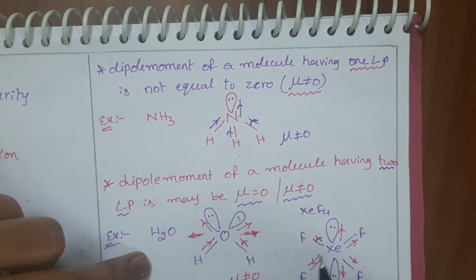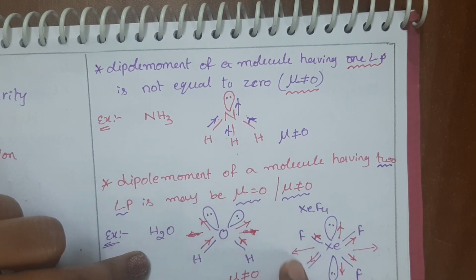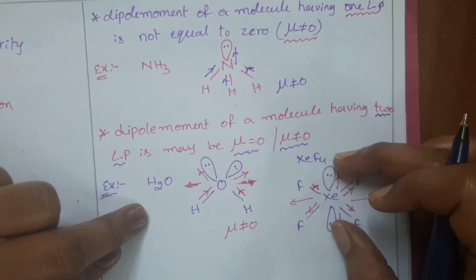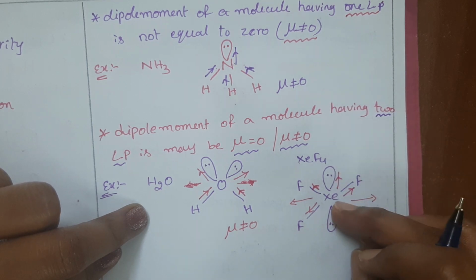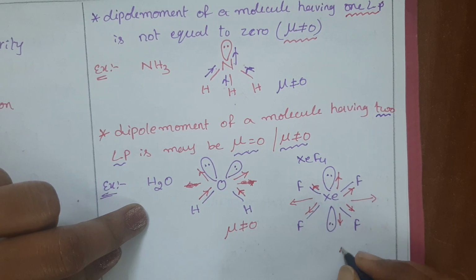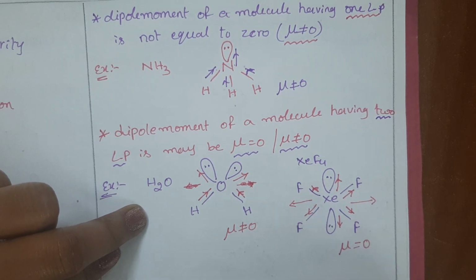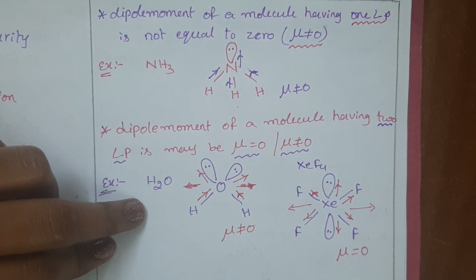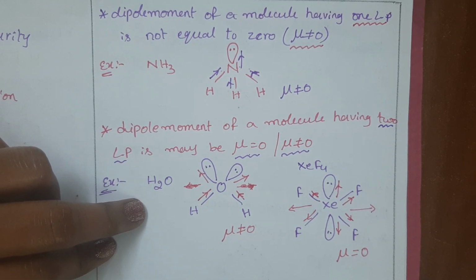See here, for these two the resultant dipole moment we should take in this direction, and for these two the resultant dipole moment we can take in this direction. So both will get cancelled because both are present in opposite directions. And for the lone pair of electrons also, one is in upward direction and another one is in downward direction. So both will get cancelled. It is nothing but the resultant dipole moment is equal to 0. The resultant dipole moment of this molecule is also equal to 0.